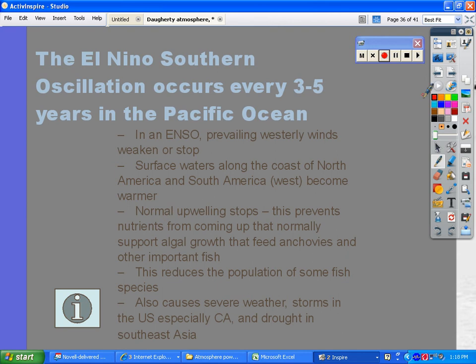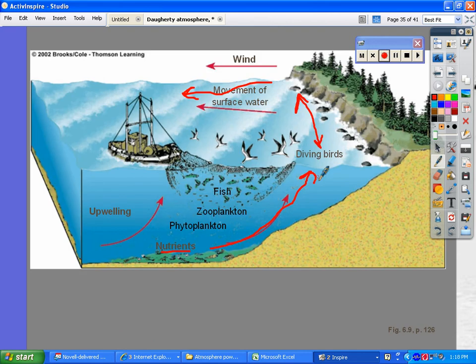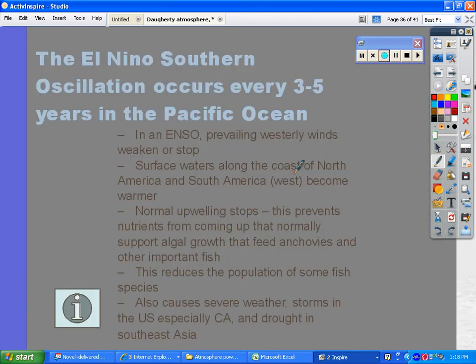Normally you would have the upwelling happening like we said here, and Peru would get really great nutrients and have a really great fish harvest, like of anchovies and stuff. That's all going to stop. So the normal upwelling stops. It says this prevents nutrients from coming up that normally support algal growth that feed anchovies and other important fish. This reduces the population of some fish species.